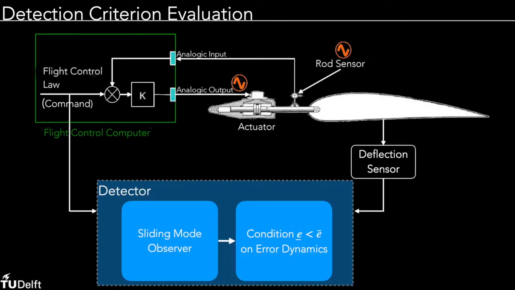In this novel approach, the two main steps in the detector have changed. We no longer generate the residual, as detection is now purely based on the observer error dynamics. Furthermore, instead of a threshold on the residual, we now have a condition on the observer error. And if this condition is violated, a fault is detected.